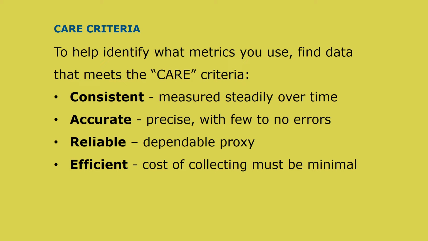To help identify what metrics to use, find data that meets the CARE criteria. Consistent: include only information that's consistent. The data underlying the metric must be measured steadily over time. Accurate: information should be precise with few to no errors in recording it. Reliable: your metrics must use a dependable proxy of what you're ultimately trying to assess. And efficient: the cost of collecting the data must be minimal.